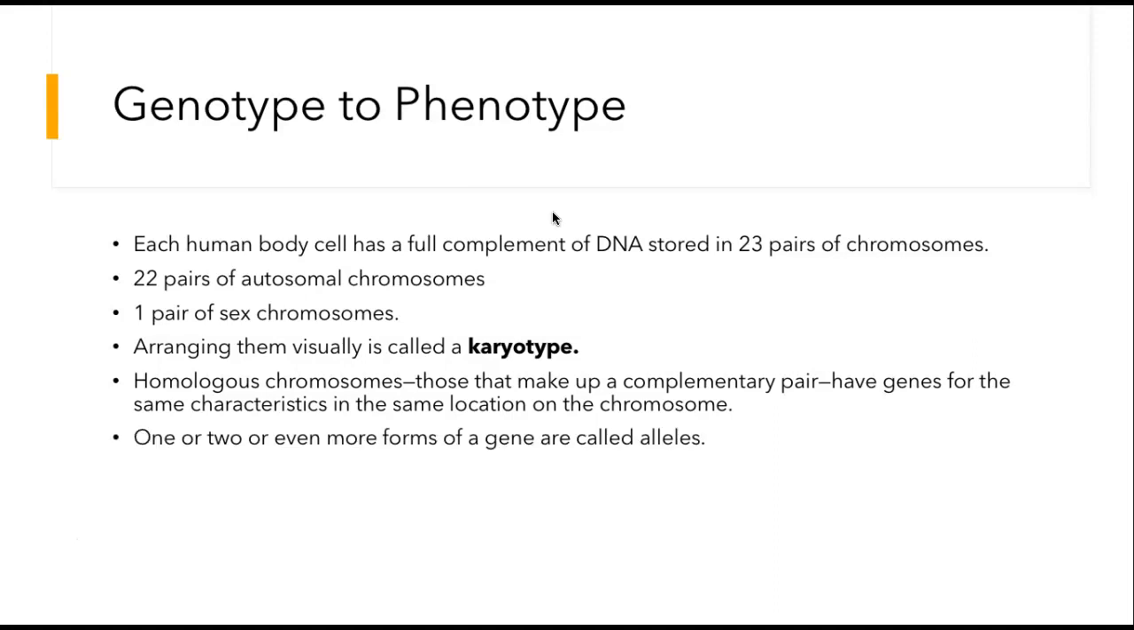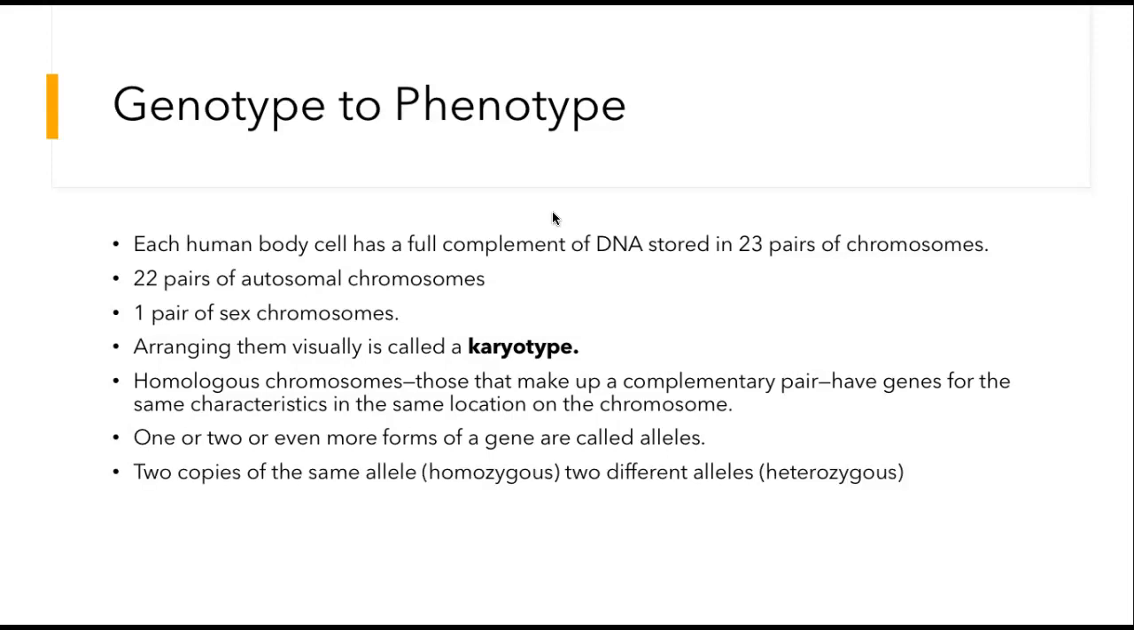You can have 1, 2, even more forms of a gene, and those are called alleles. Like for eye color, you could have blue, you could have green, you could have brown, you could have hazel, every other color. I don't want to leave anyone out. We call these alleles, and they are different forms of the same gene. So they're the gene for eye color, but they're different forms. You could have 2 copies of the same allele. Let's say you had 2 blue copies.